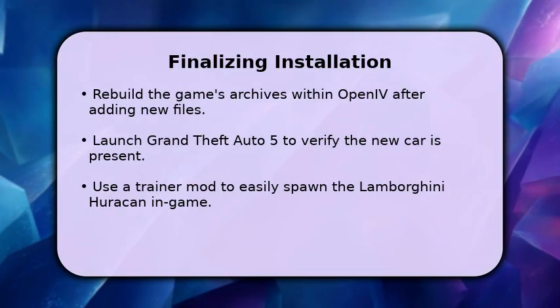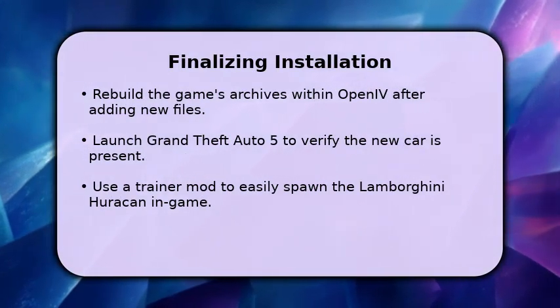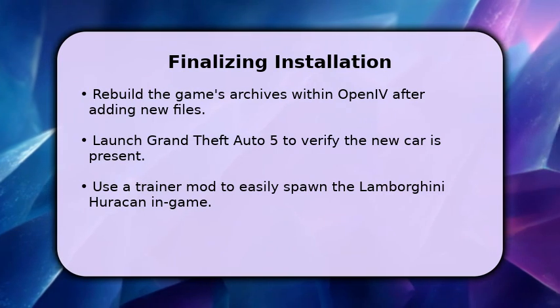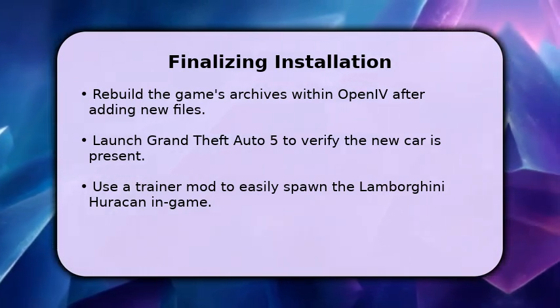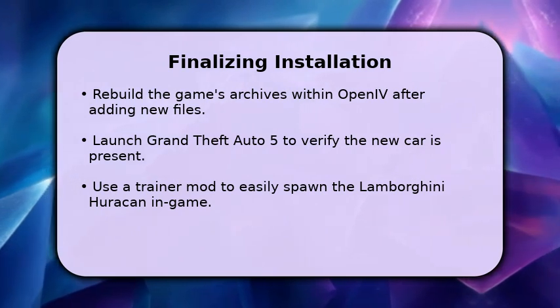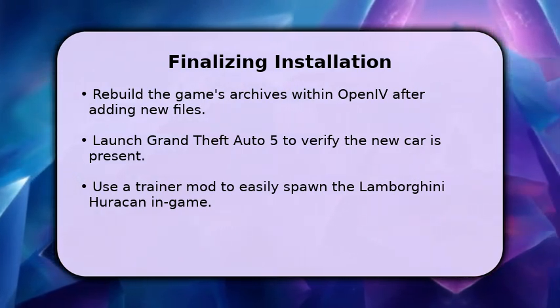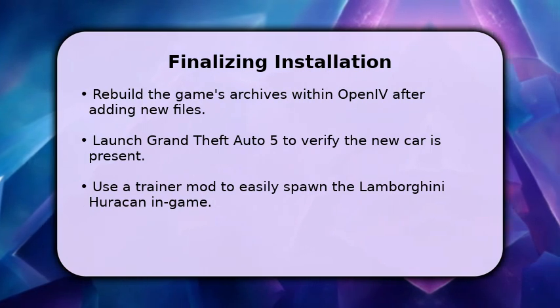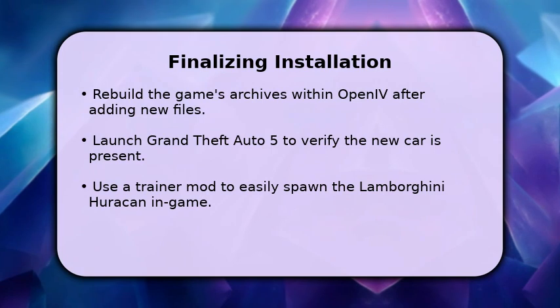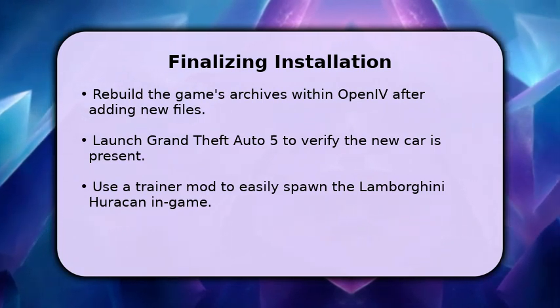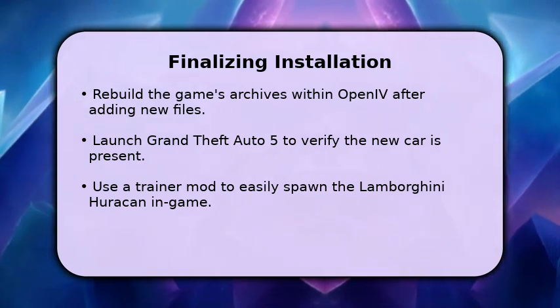Once you've added the Huracan files using OpenIV, it's crucial to rebuild the game's archives. This step ensures your changes are properly integrated. Then, launch Grand Theft Auto 5 and test out your new ride. Many players use an in-game trainer to quickly spawn custom vehicles. If you encounter any problems, double-check the mod's installation guide or consult online forums for solutions.